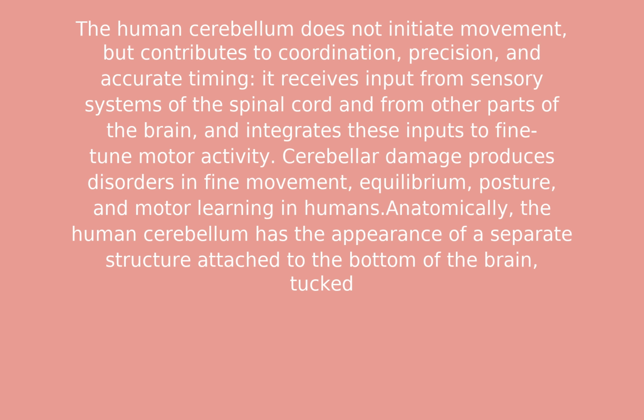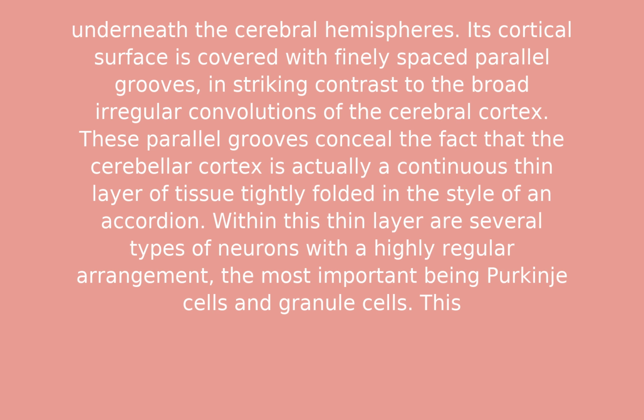Anatomically, the human cerebellum has the appearance of a separate structure attached to the bottom of the brain, tucked underneath the cerebral hemispheres. Its cortical surface is covered with finely spaced parallel grooves, in striking contrast to the broad irregular convolutions of the cerebral cortex. These parallel grooves conceal the fact that the cerebellar cortex is actually a continuous thin layer of tissue tightly folded in the style of an accordion.